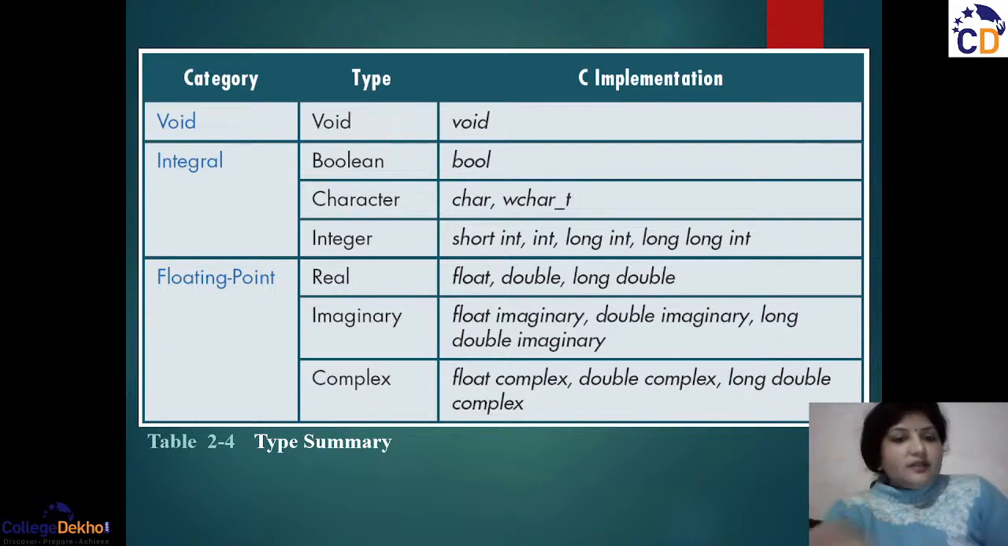So these are the different types of data under the class integer. Then under floating point numbers, we have real, imaginary and complex data types. In real, we have float, double and long double. Under imaginary, we have the same: float imaginary, double imaginary, long double imaginary. And complex is the same as imaginary, you just need to replace it with complex: float complex, double complex and long double complex. So these are the data types we have in C language.